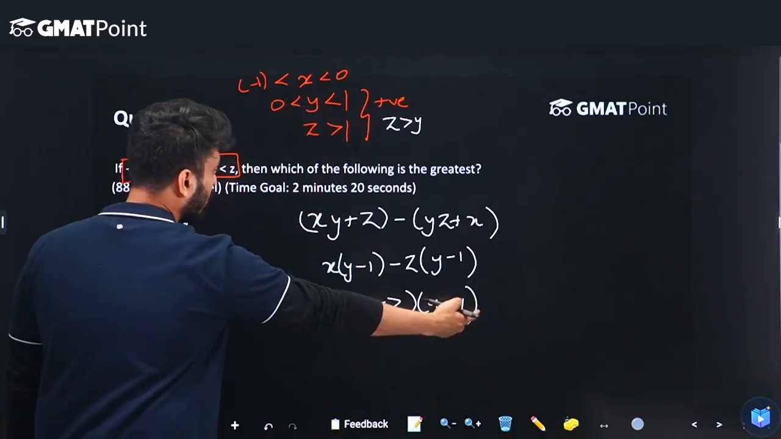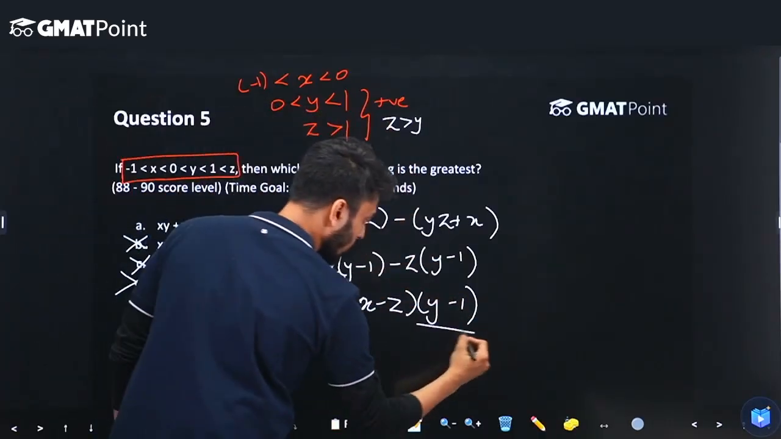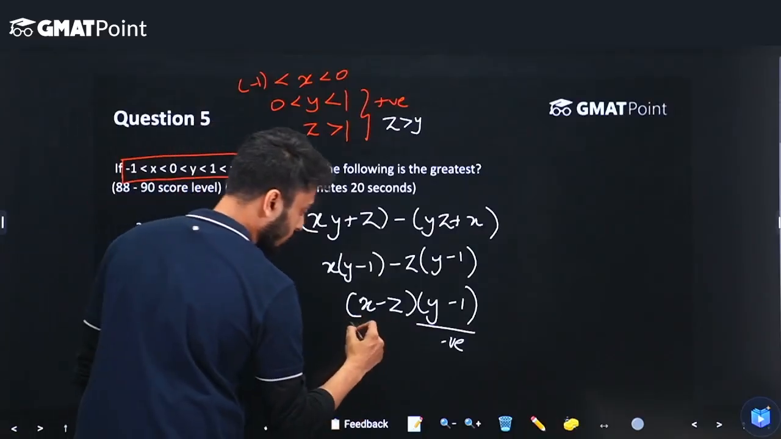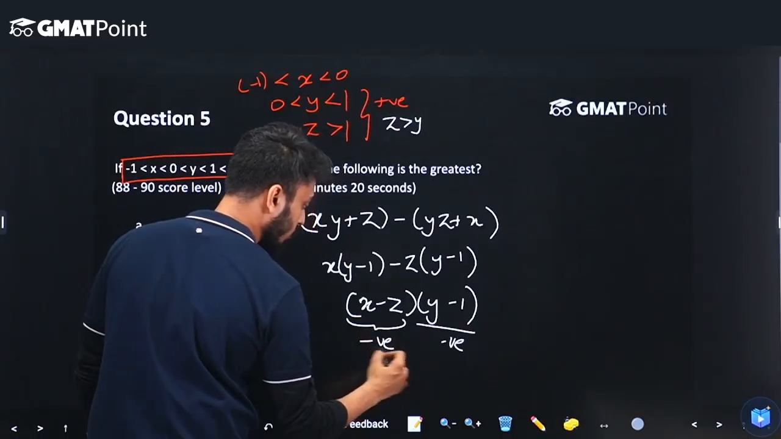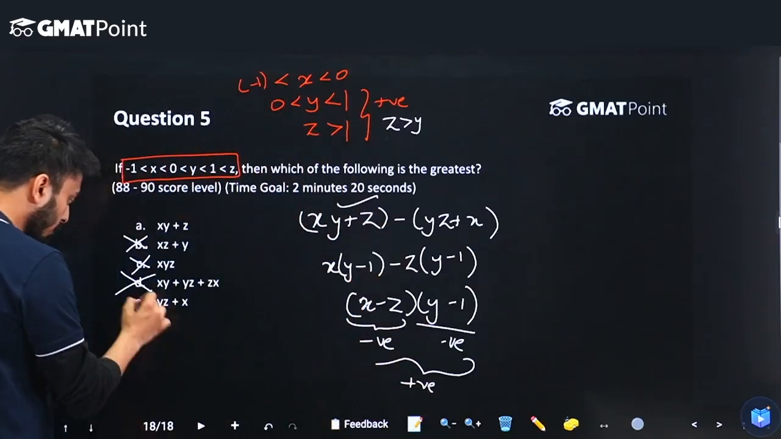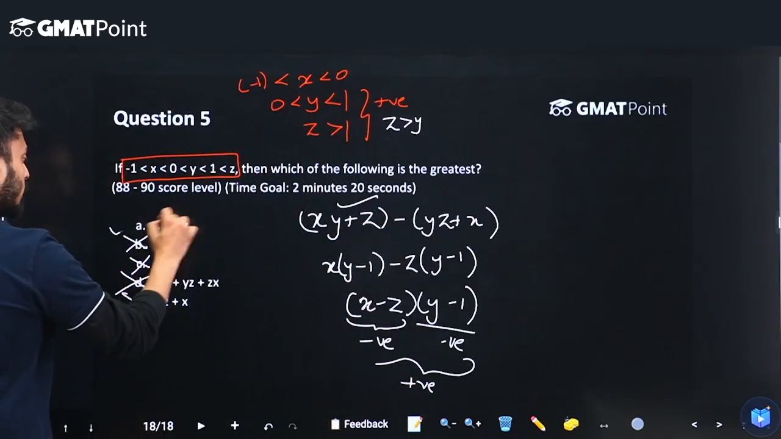I know y is a number less than 1 from here, so this is going to be negative. And I know x is negative and z is positive, so this is also going to be negative. So the overall product will be positive, which means this is greater and option E is wrong. Our answer is option A.